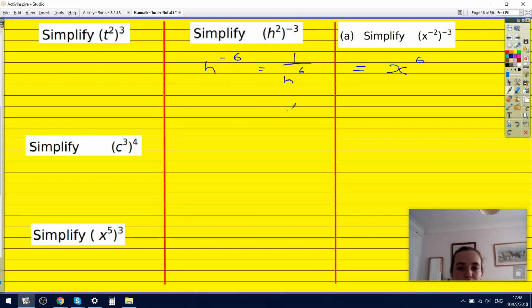So how about this one in the middle? Why did that become 1 over? Because it was minus. So let's say you had x to the minus 7. That's the same as... No, sorry. What if you had 1 over x to the 5? That's x to the power of what? To the power of minus 5. Yeah.